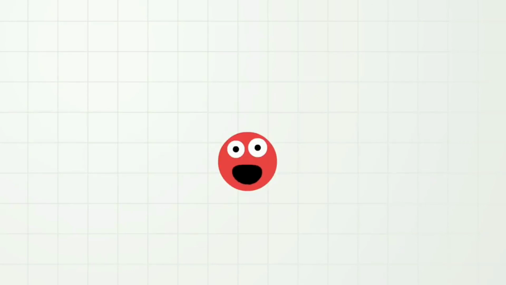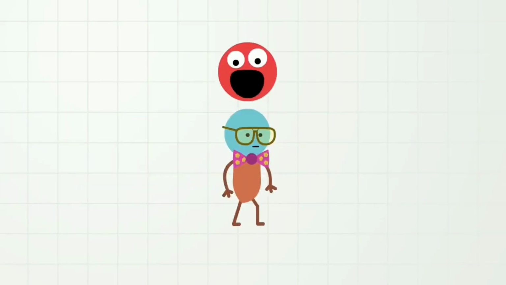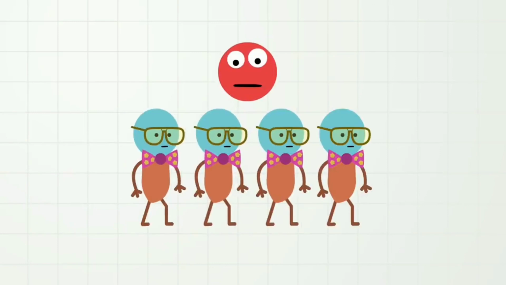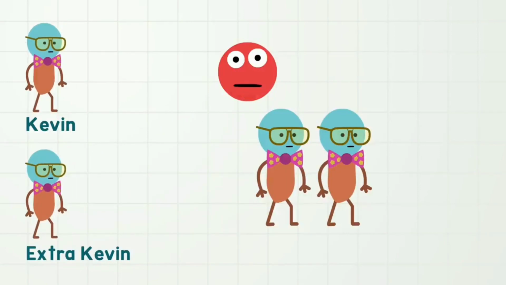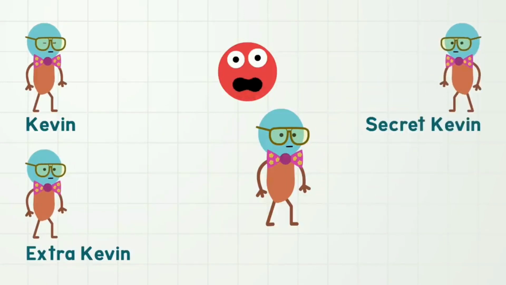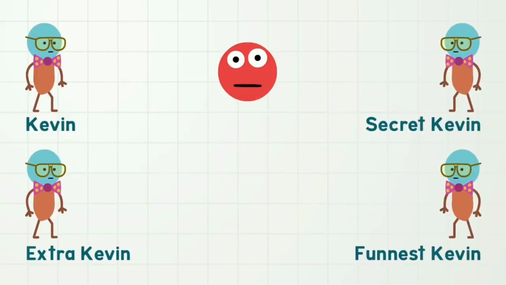Let's use something to help us explain. What can we use? Oh, I know. How about Kevin? I said Kevin! No, I want all the Kevins. Okay, here we have 4 Kevins. Kevin, Extra Kevin, Secret Kevin, and Funnest Kevin.